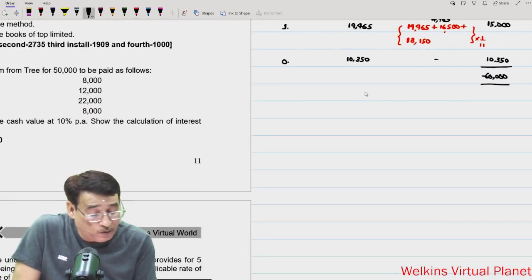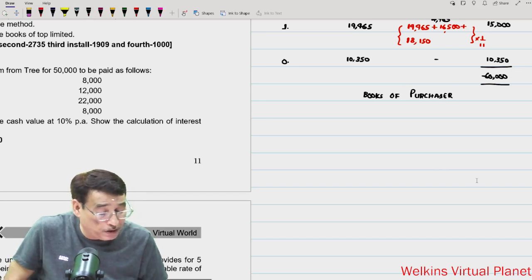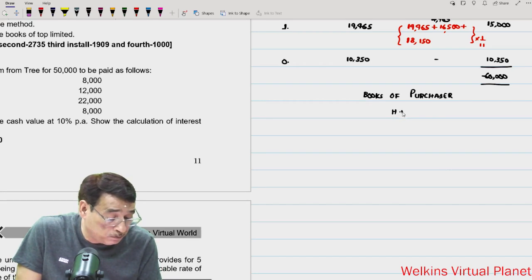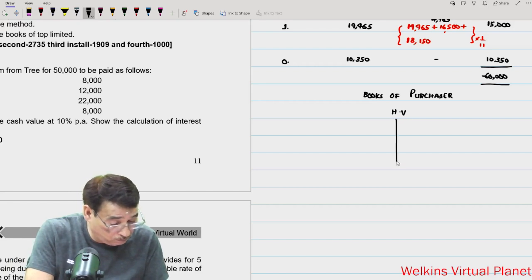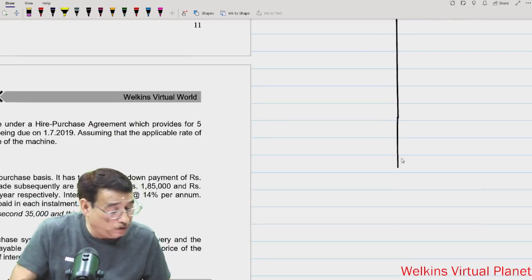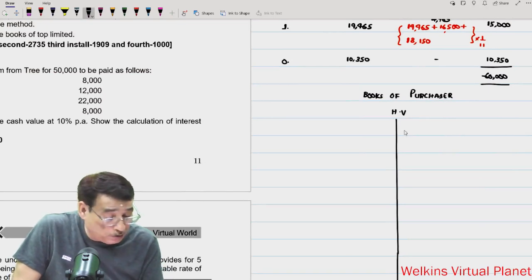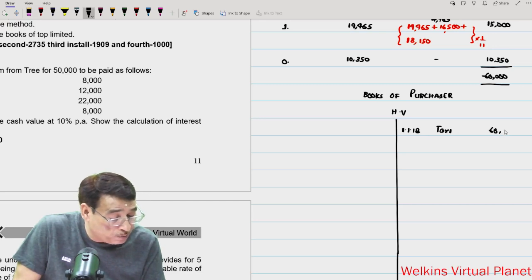Now, you can prepare the account also. Suppose I ask you how you are going to prepare the account in the books of purchaser. In the books of purchaser, you are going to prepare the hire vendor account. In the hire vendor account, first of all, you are going to write on 1-1-2018 by asset account, and this time the asset is taxi. So you will start with the cash price 60,000.